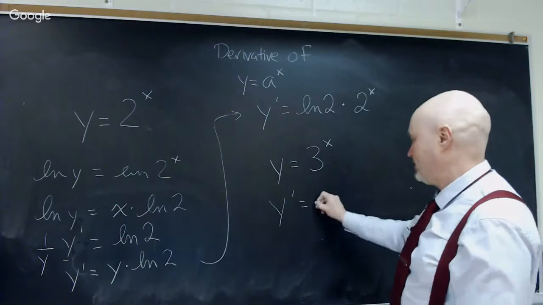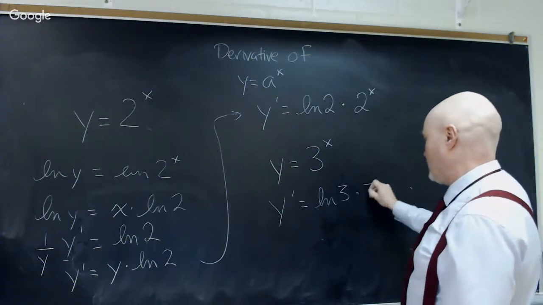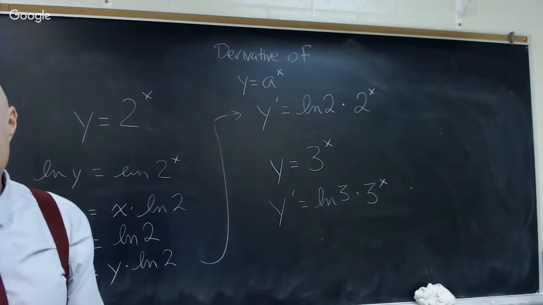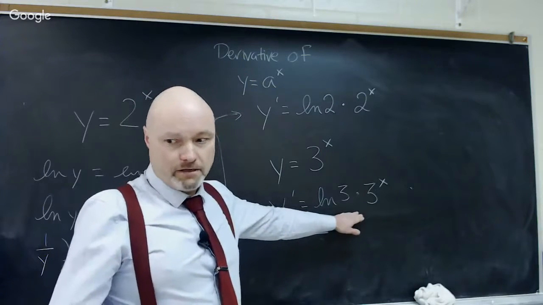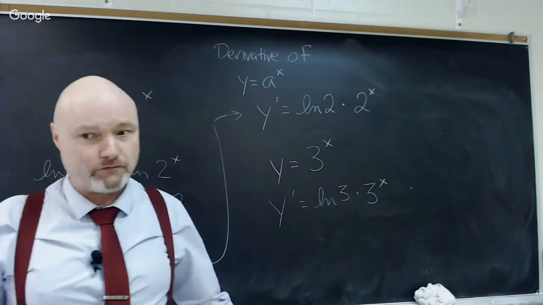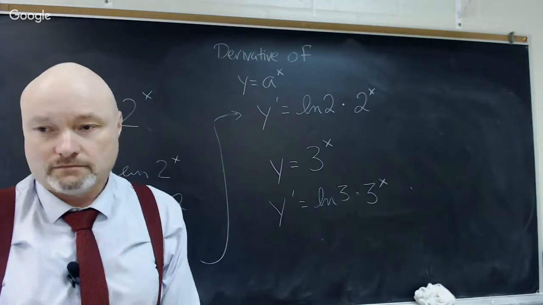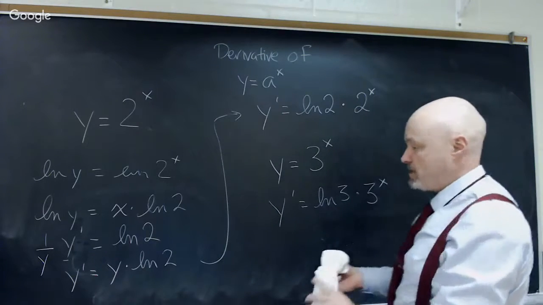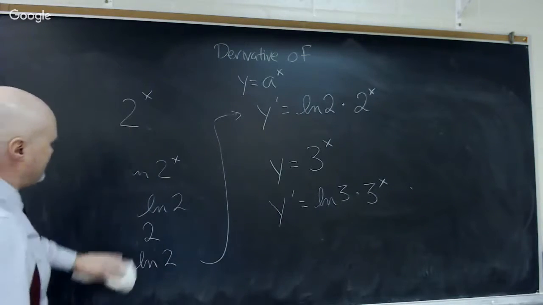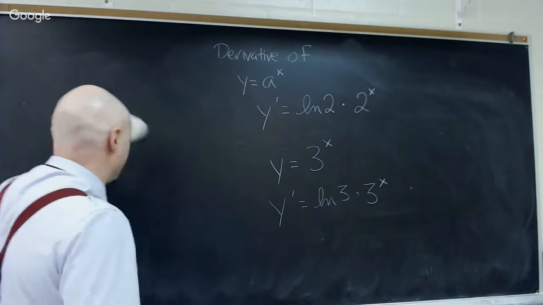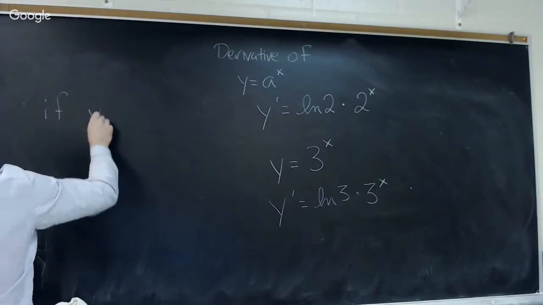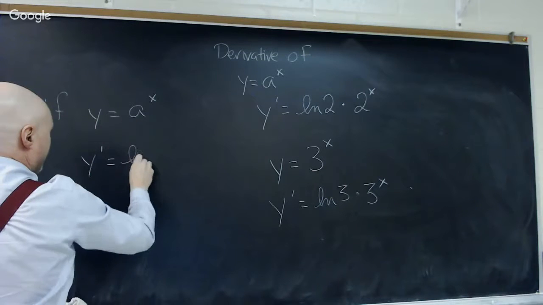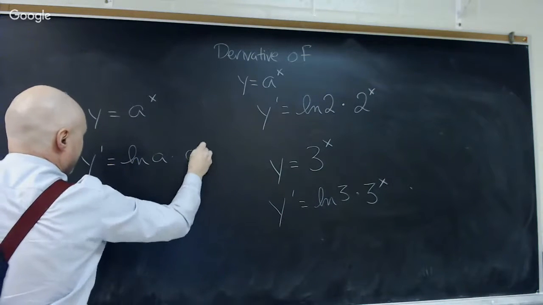Maybe ln 3 times 3 to the x? It is ln 3 times 3 to the x. That's exactly right. So that's the pattern. Just basically the original exponential function times the natural log of whatever the base was. That's it. So that's the derivative of an exponential function to any other base. So in general, if y is equal to a to the exponent x, y primed is equal to the natural log of a times a to the exponent x.